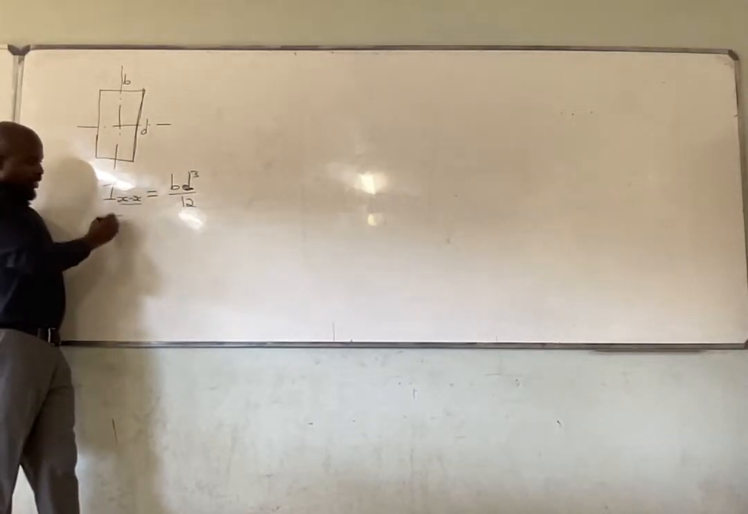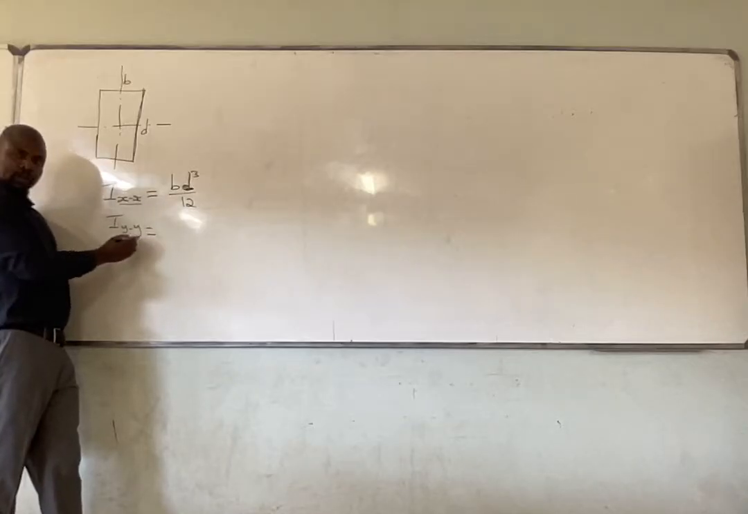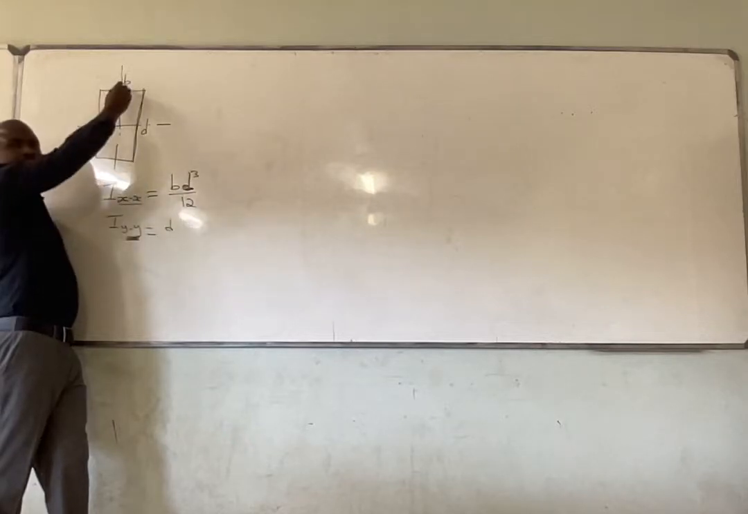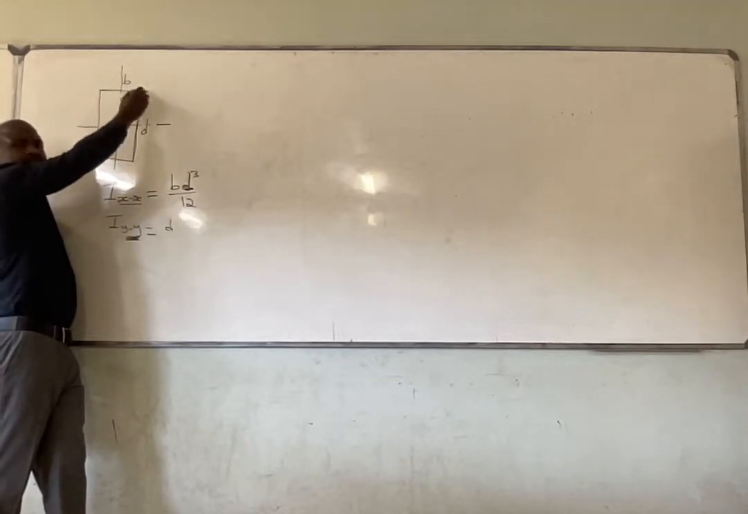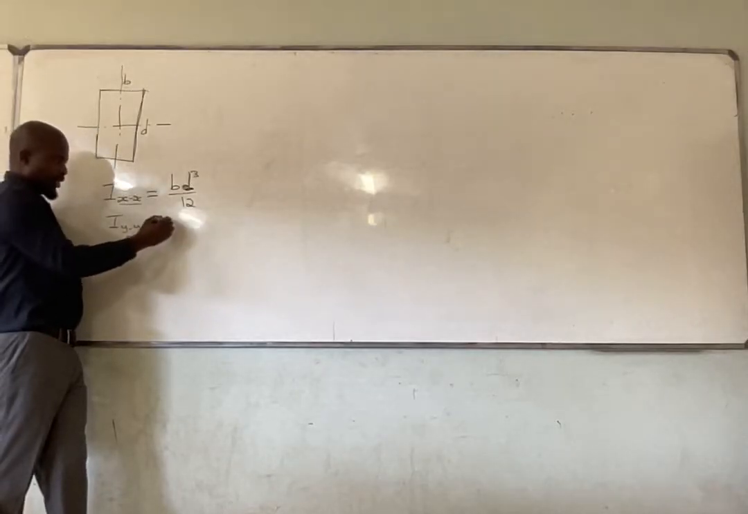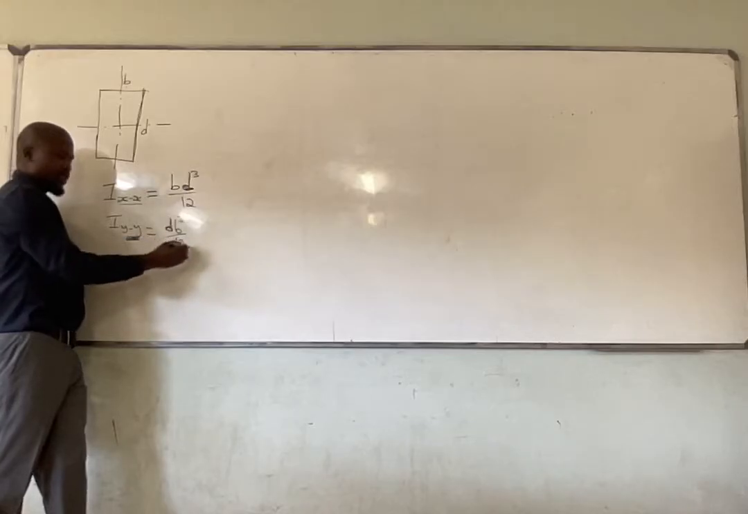Yes. So if you calculate Iyy, the one which you cube is the opposite of this one, which means you are going to cube the b, which is the x. After all, x is horizontal. Yes. So it will be DB cubed over 12.